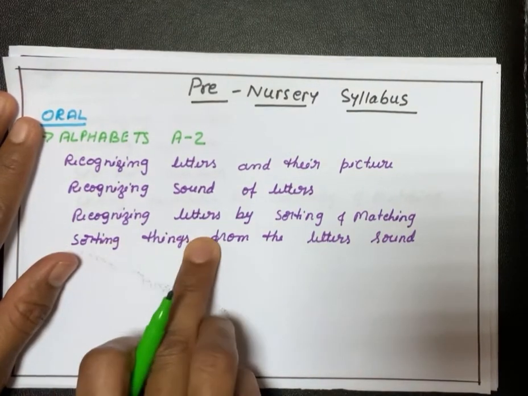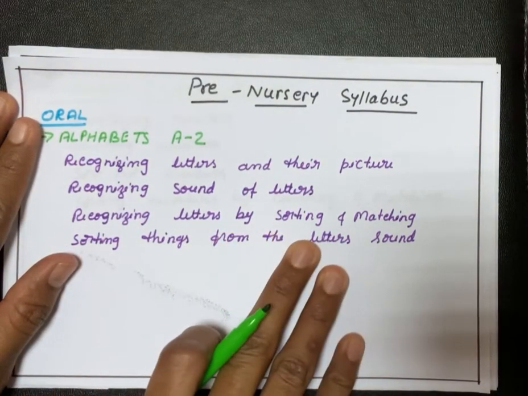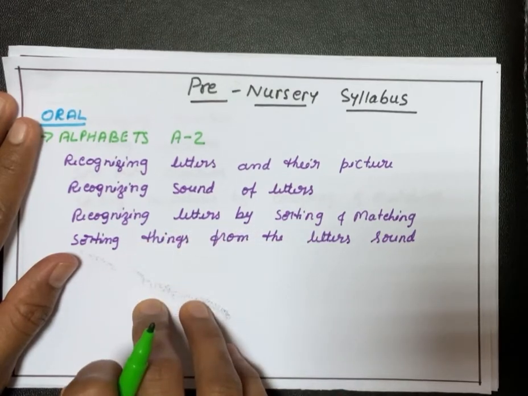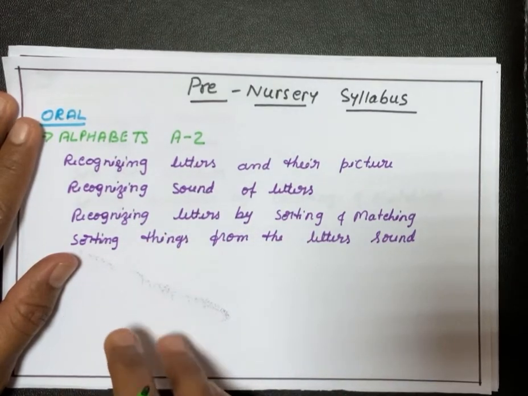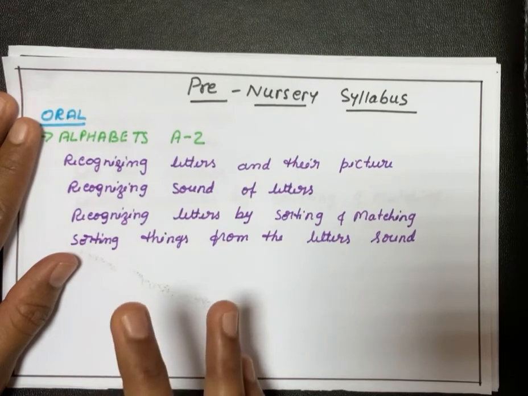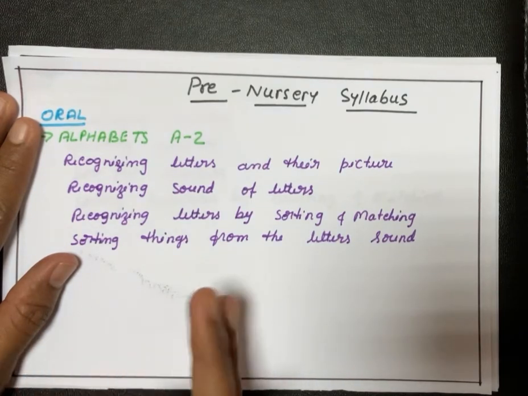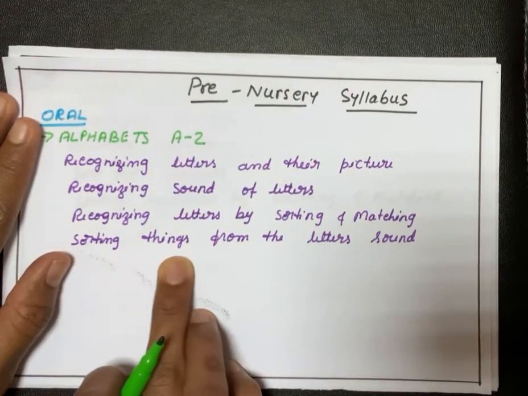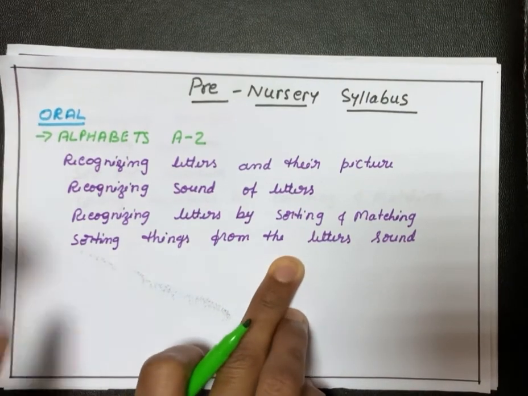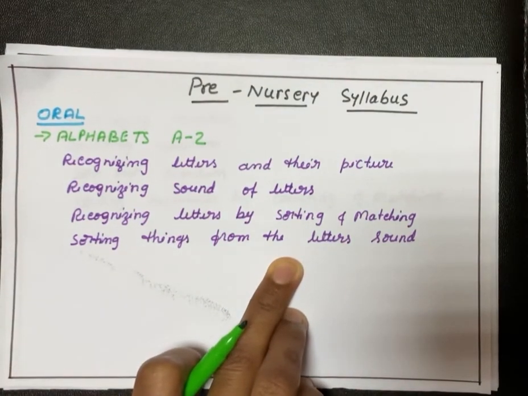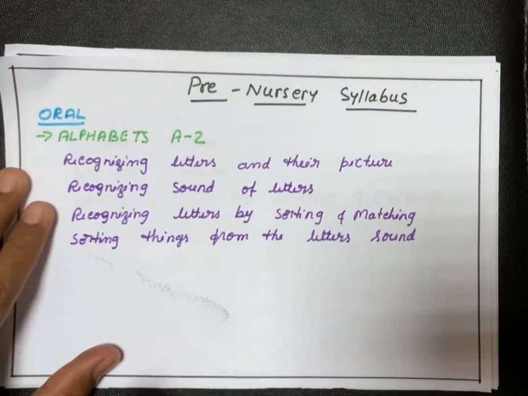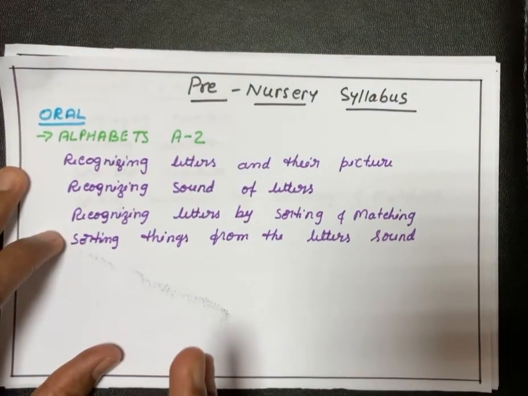Then next, recognizing letters by sorting and matching. If you give them some worksheets of sorting and matching, they should be able to match the letters, and also sort the letters in sequence. Then sorting things from the letter sound. If you give them a few things, they should be able to recognize the things and sort them as per the sound, like A, B, K, like this.